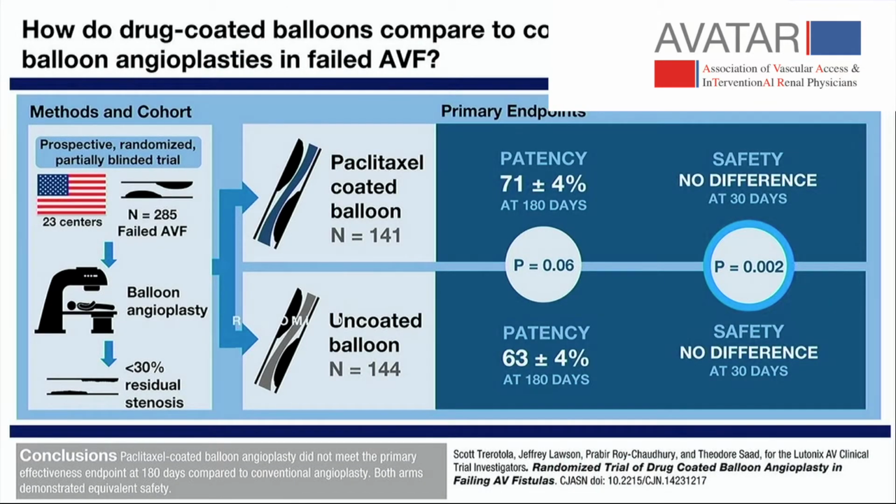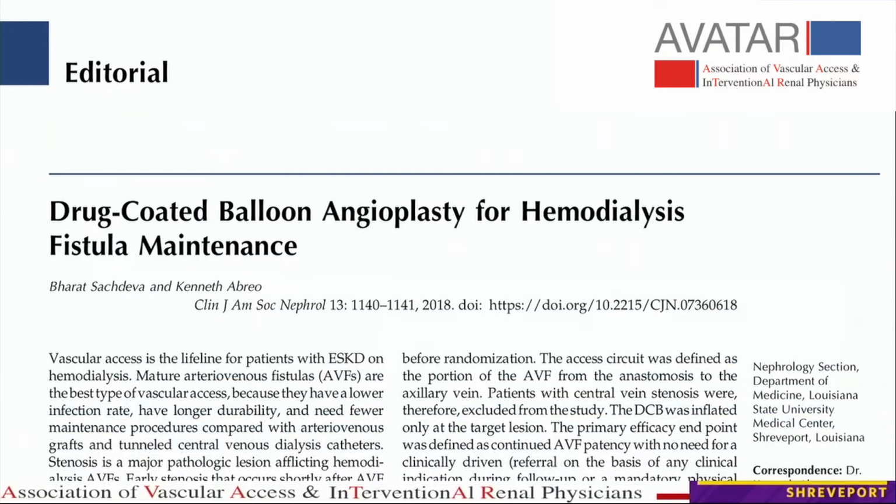So this is just a summary of what I just said. About 285 total fistulas, 140 in each arm, 71% patency with paclitaxel drug-coated balloon versus 63% patency with an uncoated balloon. About a 30% improved result, not statistically significant at 180 days, but these patients were followed for a longer period of time, and there were some improved outcomes at that point. They are still looking at this data. They're looking to publish a 2-year follow-up to see if there is a further benefit.